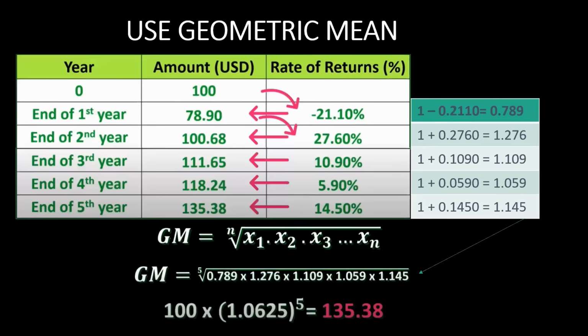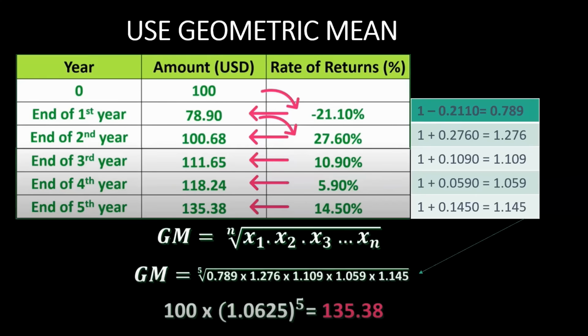So in geometric mean, you get that return for every year, you multiply that. So if you look at the value here after end of first year, it is 0.789. End of second year, it is 1.276. Now you multiply these values, 0.789 into 1.276 into 1.1 into 1.059 into 1.145, and you take a fifth root because we have 5 years, 5 number of elements we have. So it will give you about 135. So this gives you about 6.25. Geometric mean of this data will be 0.0625, which means about 6.25 percentage.